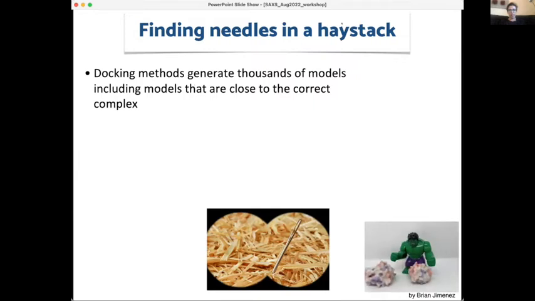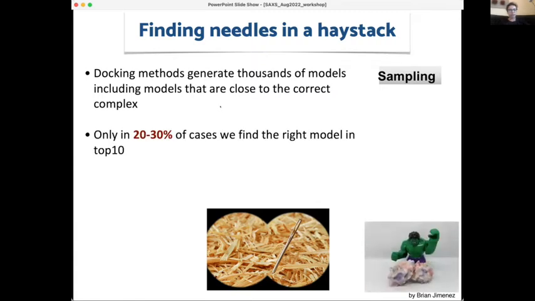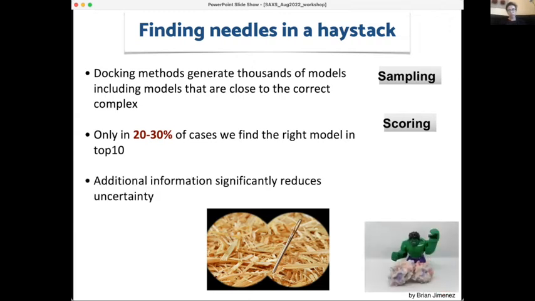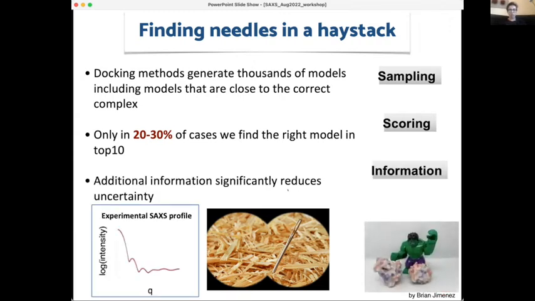And so methods that sample complexes, we call them docking methods, can generate thousands of models, and usually they will include a model that is close to correct. So sampling is not a problem, but the problem is identifying those correct models. This is really finding a needle in a haystack, because normally less than 1% of models are correct. It's like 0.5% or even less, and the rest is incorrect models. But we know that additional information helps a lot, so a SAXS profile should help us to find the needles in a list of many models.